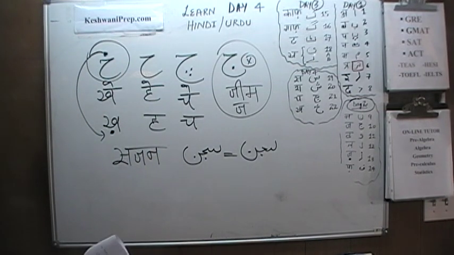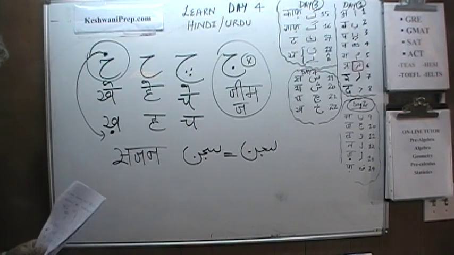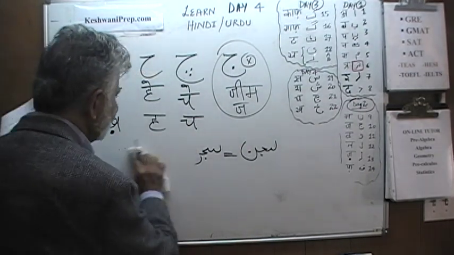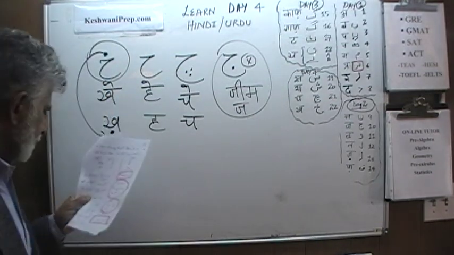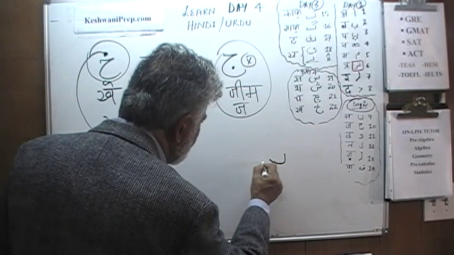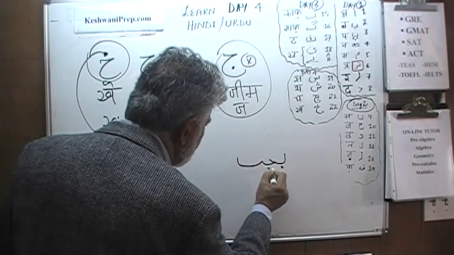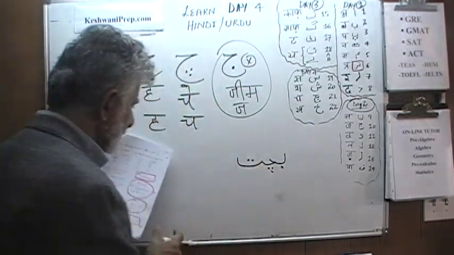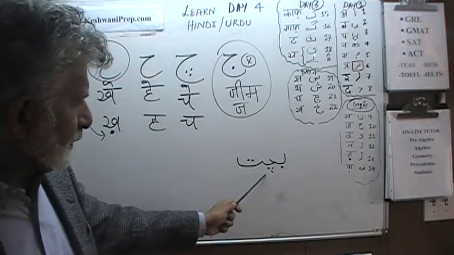Let's do one more. I think I'm going to erase the top part now. Or maybe not, maybe we need it. Let's do the next one. Here's the next one. Be, che, and te. Be, che, te. Bachat.